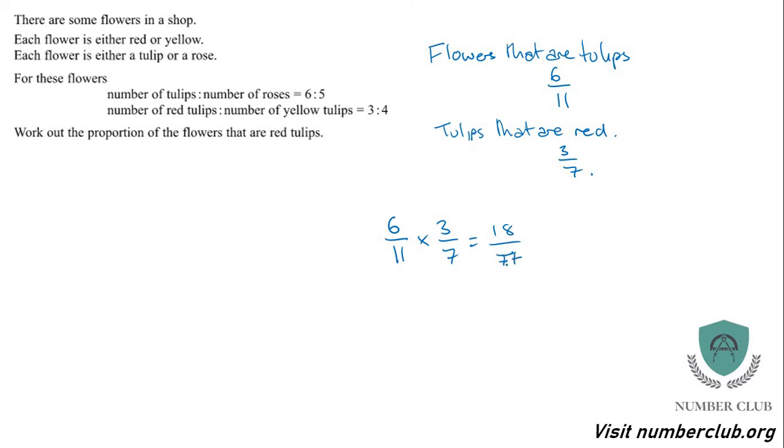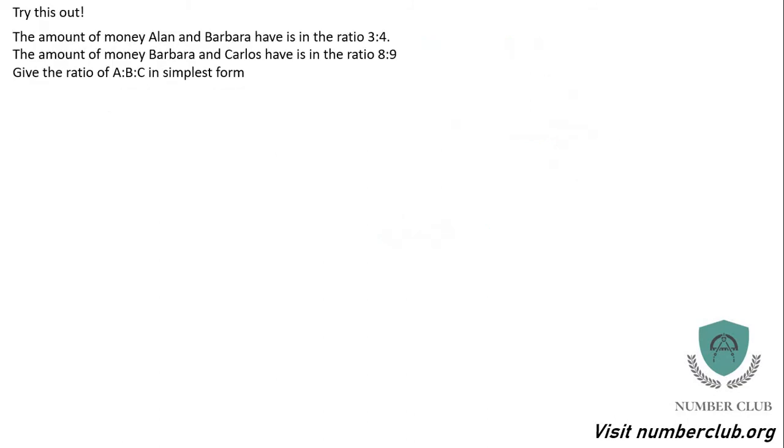Okay. Have a think, is it possible that this flower shop has 100 flowers in it? Have a think. The answer to that is no. 18 out of every 77 flowers are red tulips. Exactly 18 out of exactly 77 flowers. If you had 100 flowers in there, you'd have some part of a flower that was a red tulip. It just doesn't work out. So there has to be a multiple of 77 flowers overall in the shop. Weird.